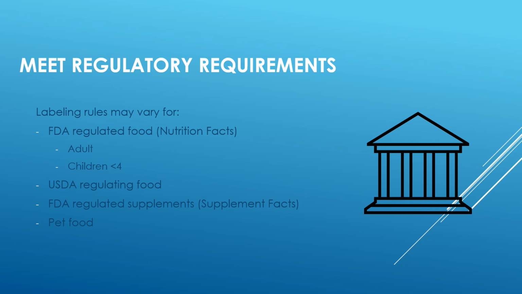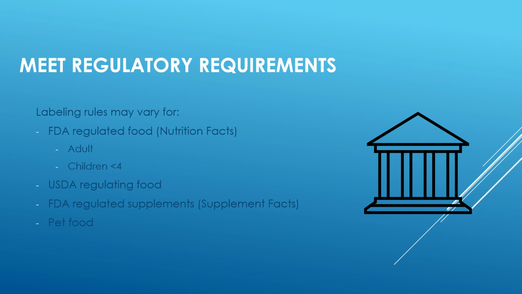Labeling rules vary depending on the products that you are working with. There are products that are FDA regulated. There are products that are USDA regulated, and then there's a category under FDA regulated product, also called supplement, and another one for pet food. So you want to be sure your food product is correctly labeled.